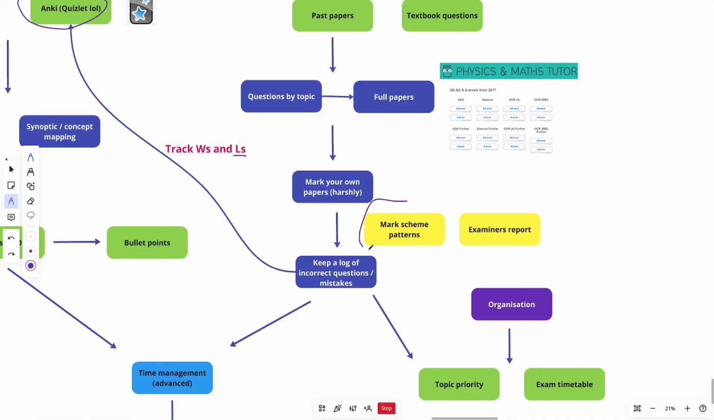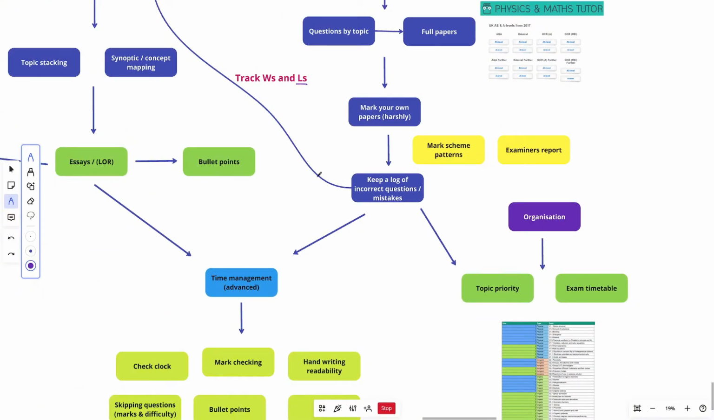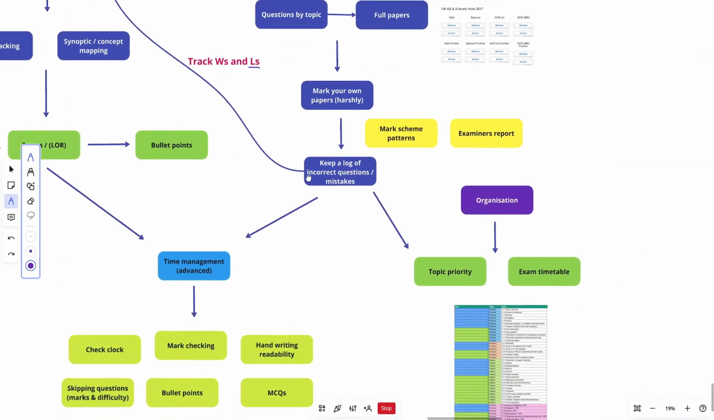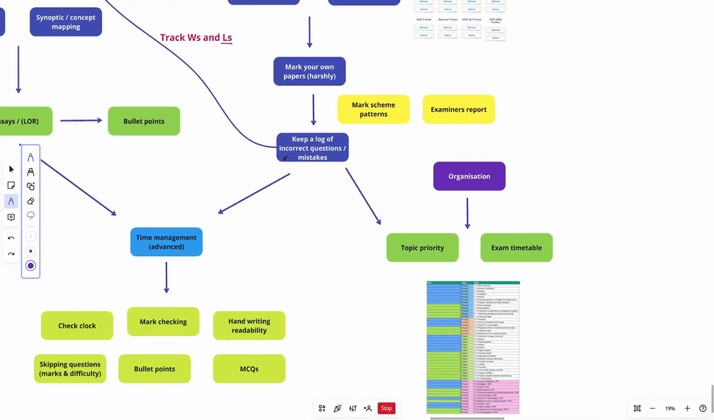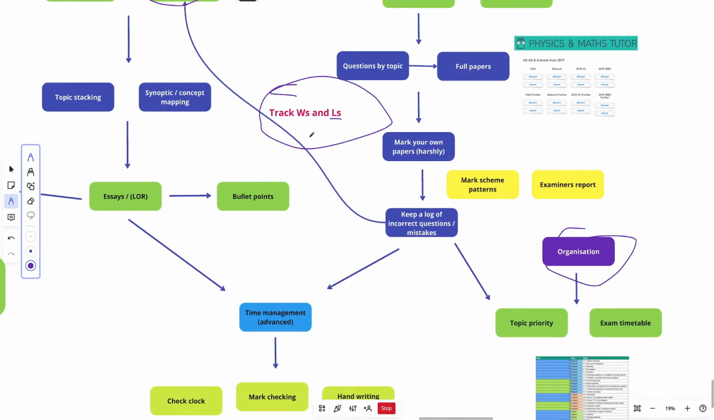Make sure you include the mark scheme and examiner's report if it's relevant. If the examiner's report is relevant for that question and it's going to help you get it correct next time, put it on the back of the card. Okay, do your own solutions, make your own little notes on the back of the card, stuff like that. So this sort of feeds into organization. This is going to be a form of organization, tracking your W's and your L's.